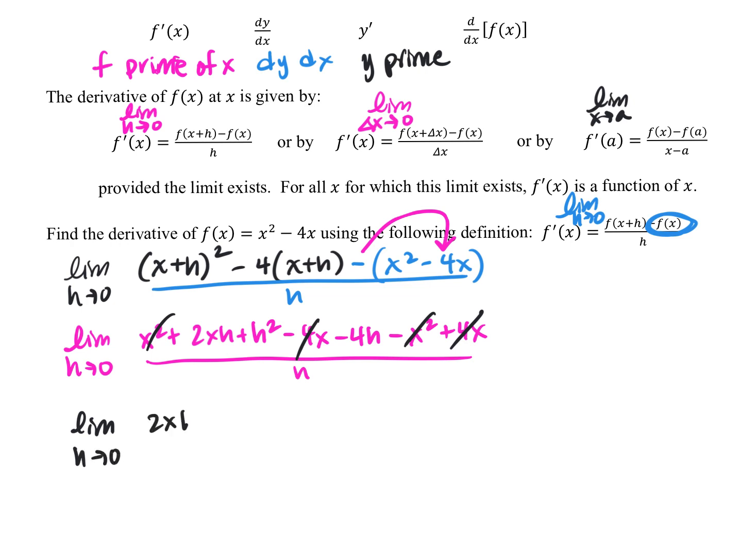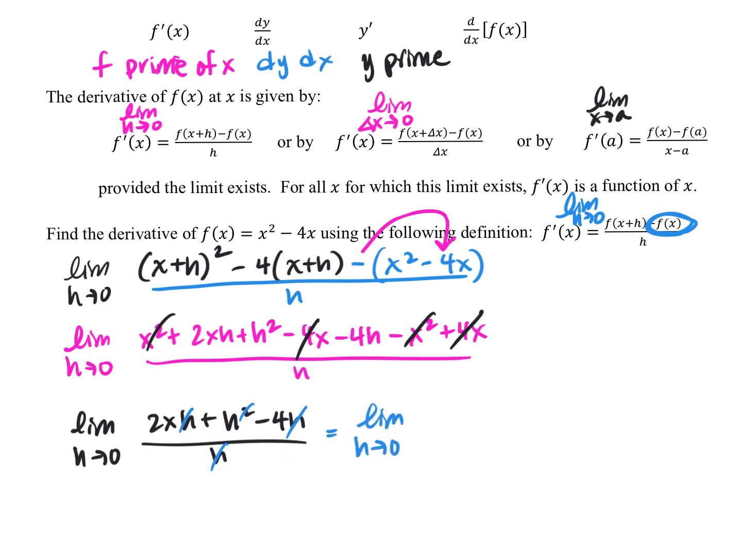We got a 2xh and an h squared minus a 4h. Graham, Nels, what would I notice with all of them? They all have an h. Boom, boom, boom, boom. And Nels, if they didn't, when I plug in a 0 here, I'd still have 0 over 0. So that'd be the problem. So them all having an h is crucial.